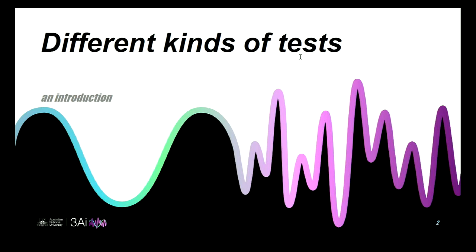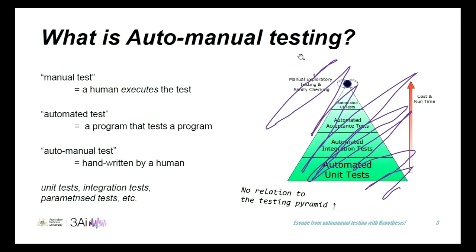So I'm going to start by talking about a couple of different kinds of tests that you might have encountered, or maybe that you haven't heard of. So the first one is, what do I mean when I say an auto manual test? A completely manual test is where a human does something. So you have a web app, you try to navigate to your homepage on your website and confirm that it's there. That's a manual test.